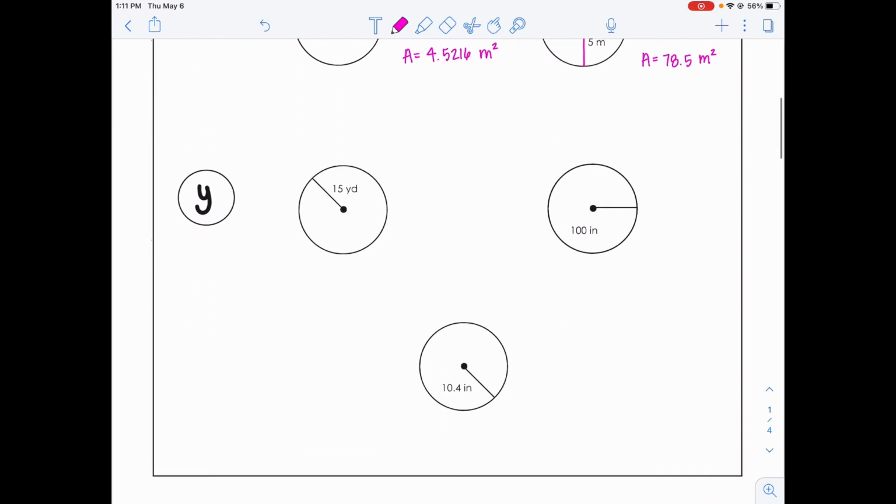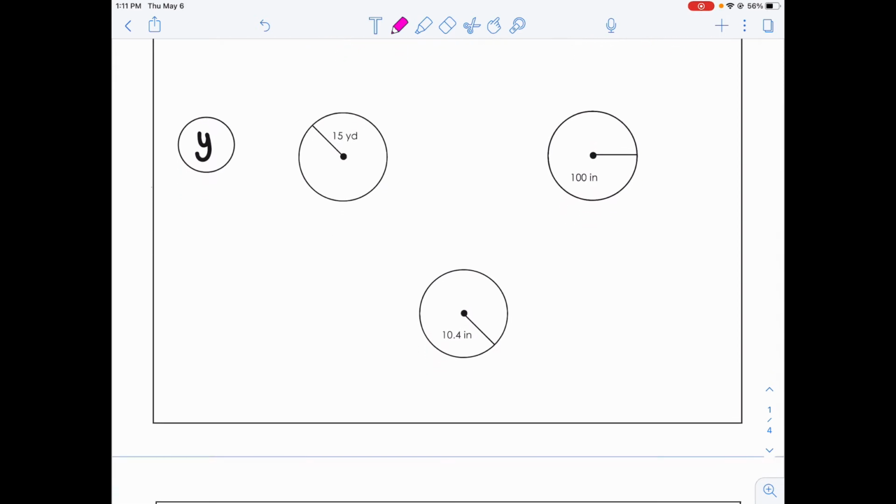There are 3 problems underneath it. I'd like you to pause the video and do those 3 problems on your own. Unpause the video and then check your answers with mine.